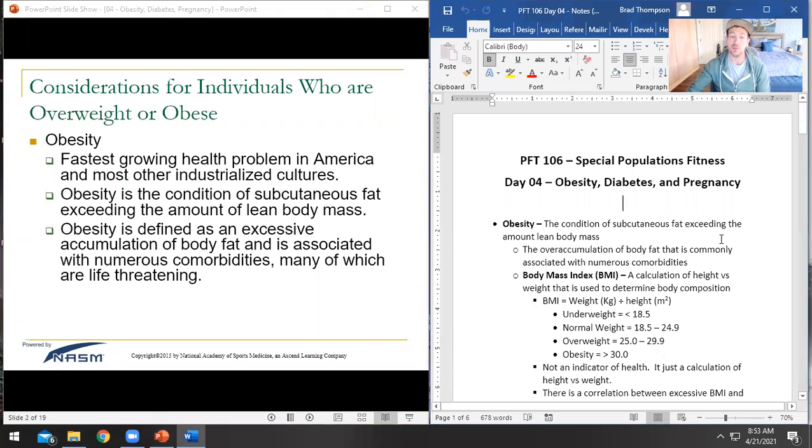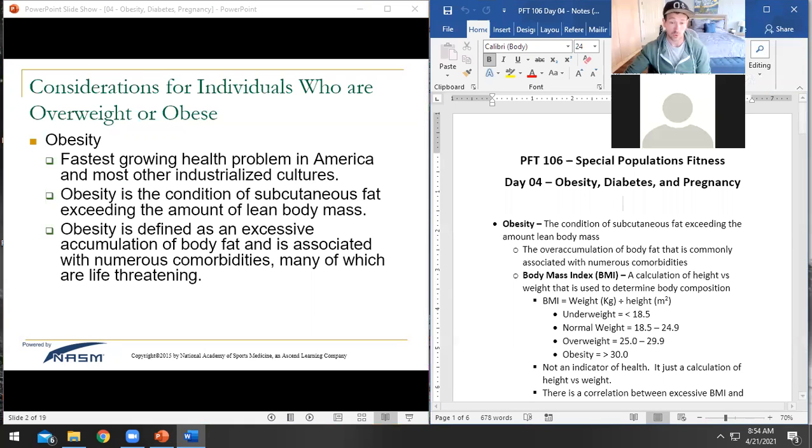So looking at obesity, this is the fastest growing health problem in the US, but also really in pretty much any industrialized country. Any sort of minority world country has a problem with growing obesity. And I know I say minority world country. That is a new classification actually.